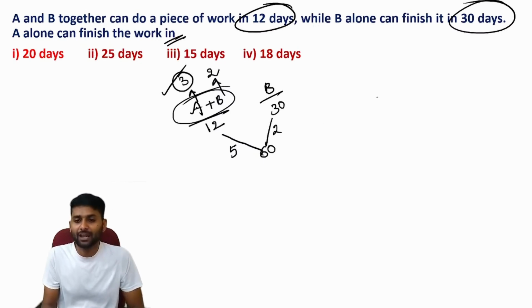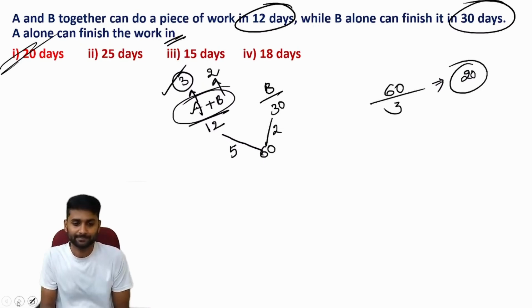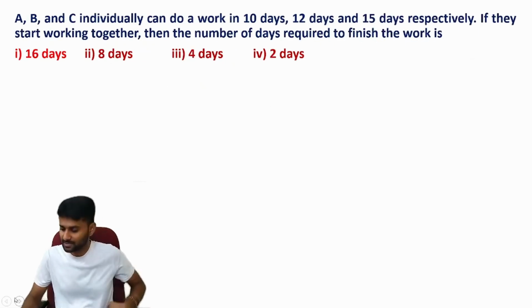Here the question: A alone can complete the work in how many days? 60 units we are going to complete with the help of A alone. So the efficiency of A is 3 units. For 60 units, he will complete the work in 20 days. Try this question.